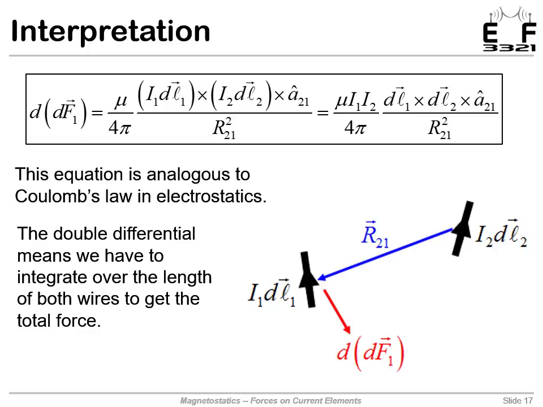So if you remember Coulomb's law, we had two charges. One charge put out an electric field which put a force on the other charge. This equation is the equivalent of Coulomb's law in electrostatics. So it's kind of like a Coulomb's law for magnetostatics, but there's no charges, it's currents, and then there's cross products and all that happening here.